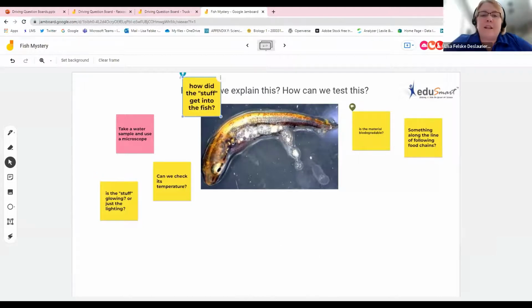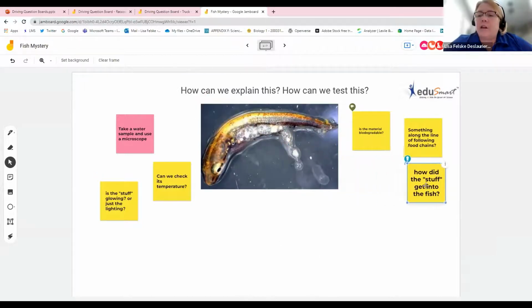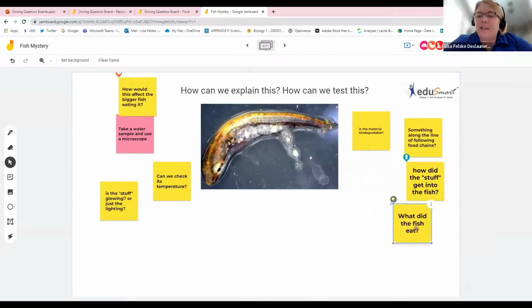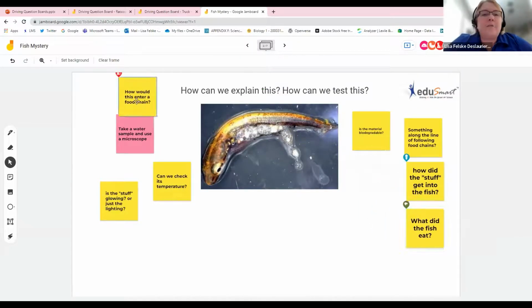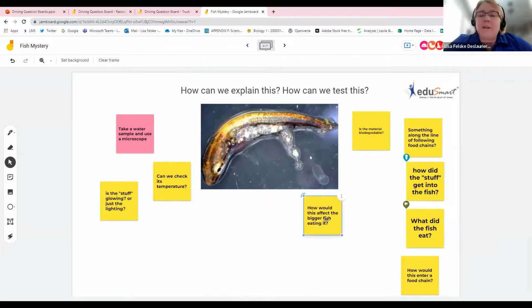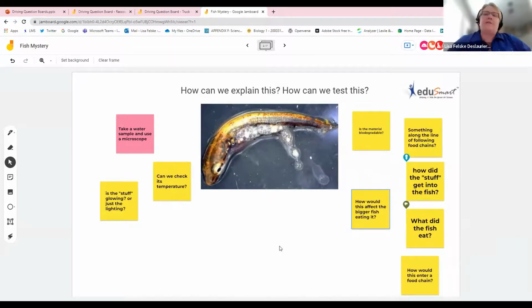How did stuff get into the fish? Okay, this goes along with the food chain idea. What did the fish eat? How would this enter a food chain? These are all good. How would this affect the bigger fish eating it? Okay, now we're getting some really good questions.